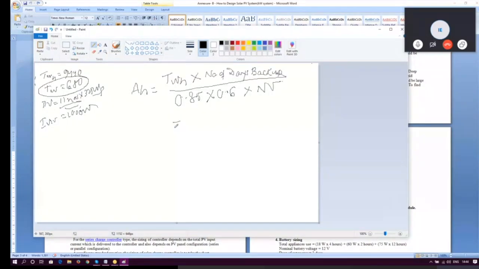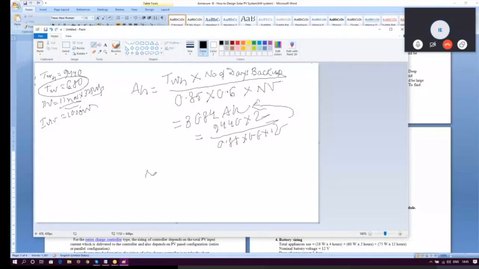So from here we have got 3084, right? In the previous case we have done the same calculation. I am just showing it. If you are doing the same calculation again, it was 9440 into 2 divided by 0.85 into 0.6 into 12. That will give you this value, that is 3084. This is the total capacity, right?